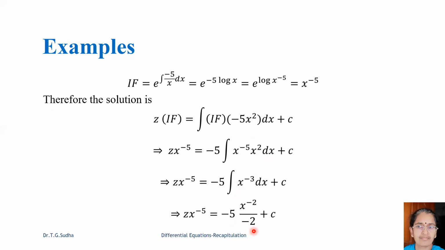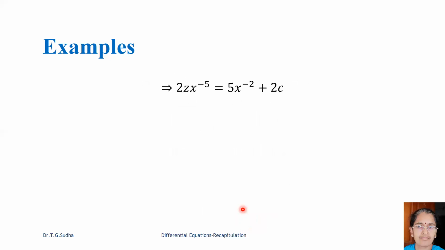Next, let us multiply throughout by 2 so that we can get rid of this 2 in the denominator. So we get 2z x to the power of minus 5 equal to 5 into x to the power of minus 2 plus 2c. Let us bring this x to the power of minus 5 to the right hand side. So we get 2z equal to 5x to the power of 5 into x to the power of minus 2 gives us x cube, plus 2c x to the power of 5.